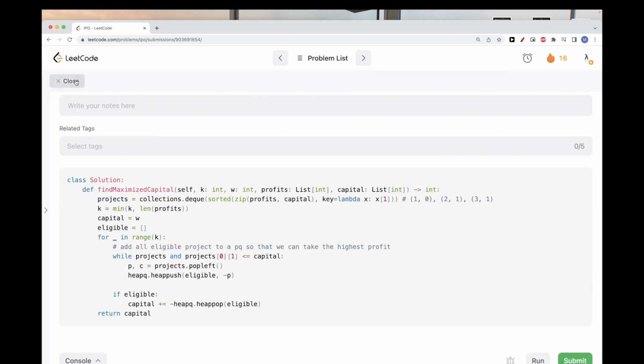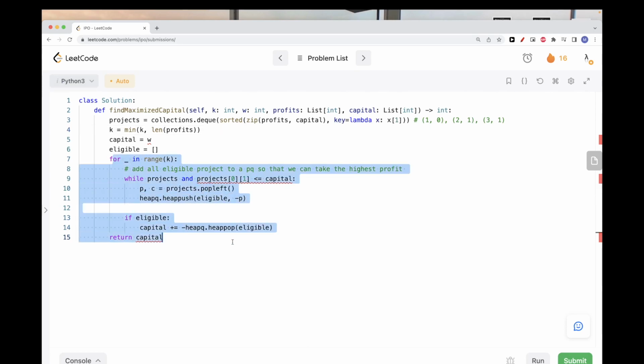So that's pretty much it for this problem. It's a pretty good application of priority queue.